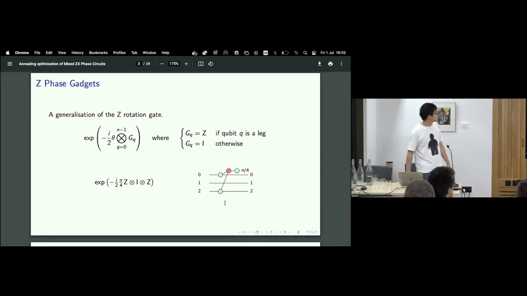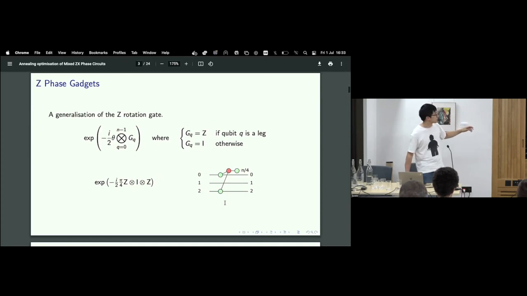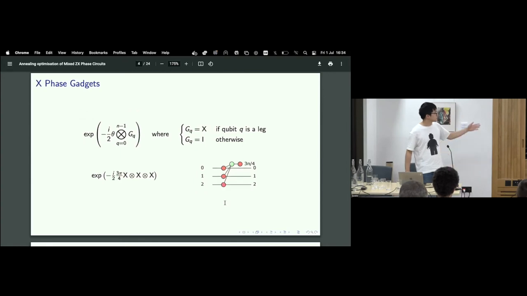And similarly, if you had just X and I's in your Pauli string, in your exponential, then you'll get a very similar but different gate here, which does exactly what I described operationally, except it does it in the Hadamard basis. What I described just now, applying the XORs and rotating, is the action on the computational basis. Same here, but in the Hadamard basis. So far, so good.